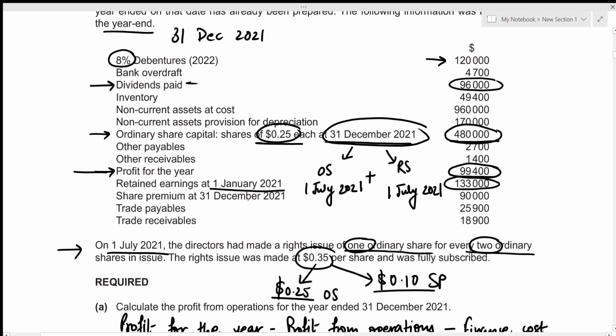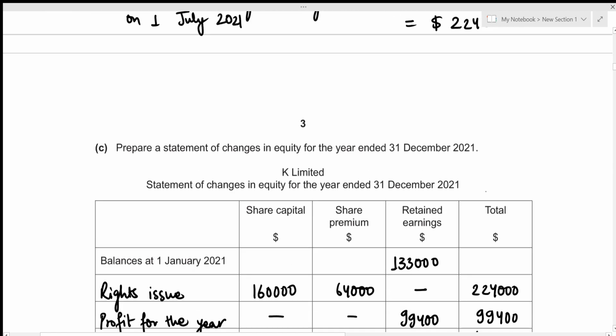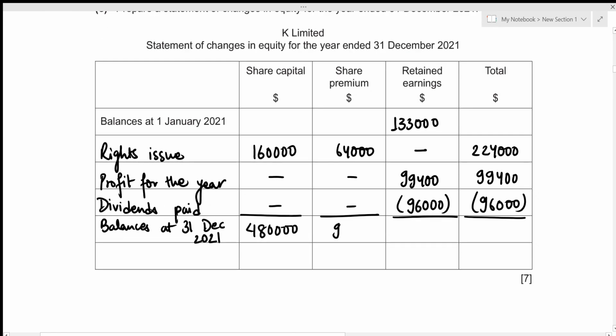Share premium at 31st December 2021 is given right here, amounting to 90,000. So this is the closing balance. Let's record it in our statement of changes in equity. That's 90,000. Now we need to figure out the remaining values. So the first value that we need to figure out is the opening balances of the share capital. And this acts as the balancing figure now. And in order to figure out the balancing figure, we just have to deduct other amounts from the total one. In this case, that's going to be 480,000 minus 160,000, which results in 320,000.